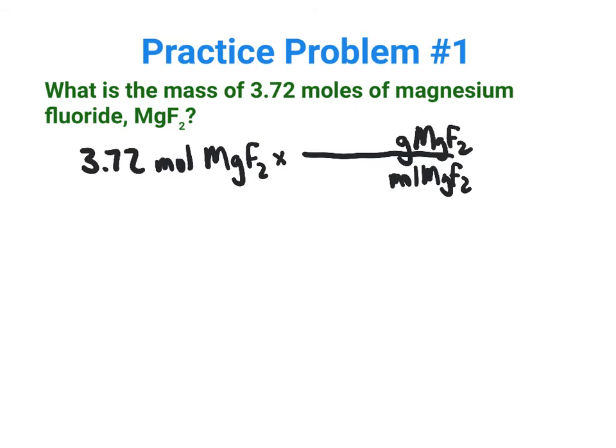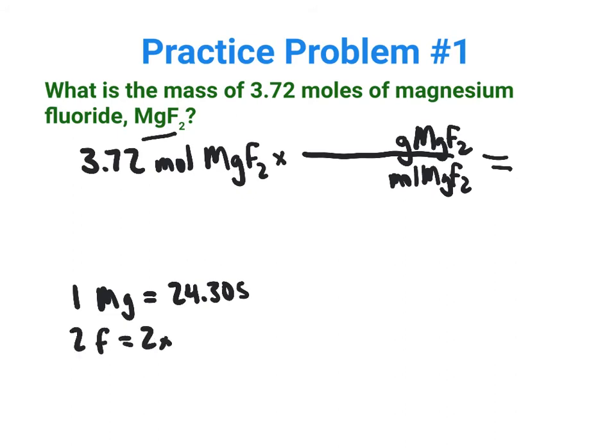The problem is I don't know what the molar mass of magnesium fluoride is, so I've got to figure it out. So in this compound, I have 1 magnesium, and that's going to be equal to 24.305. And I have 2 fluorines, which is 2 times 18.998403, which is going to end up being equal to 37.996806.